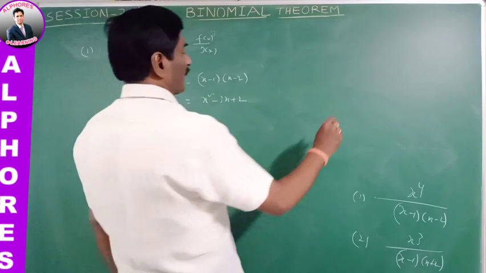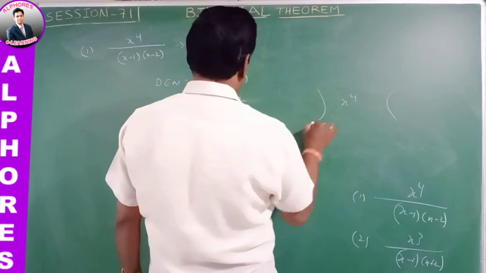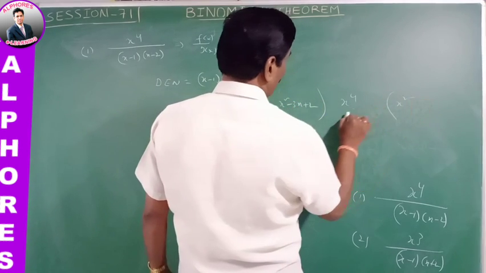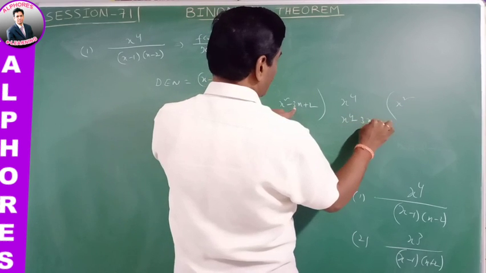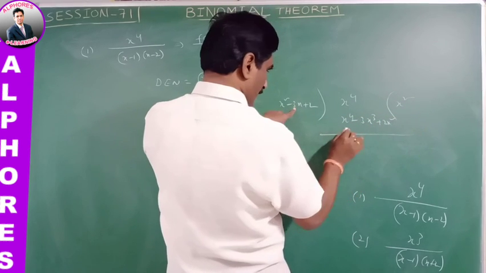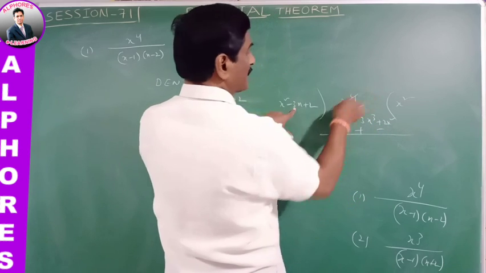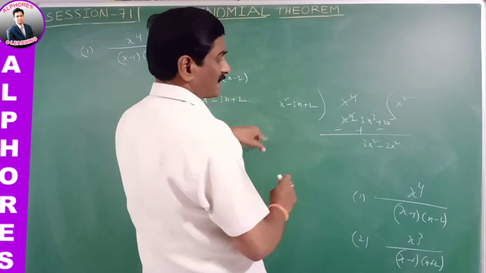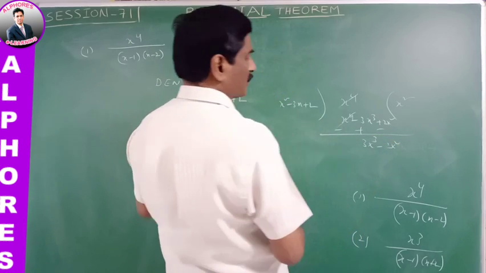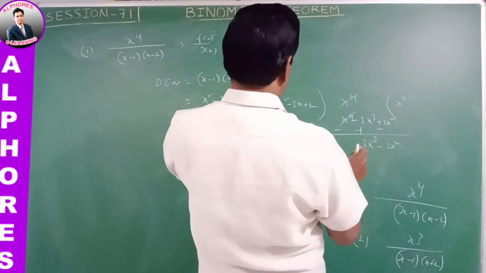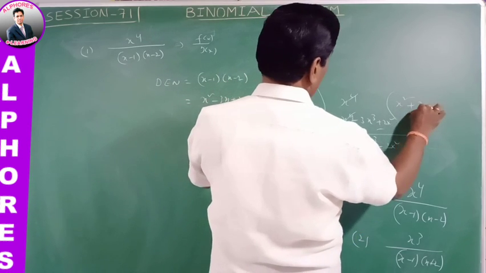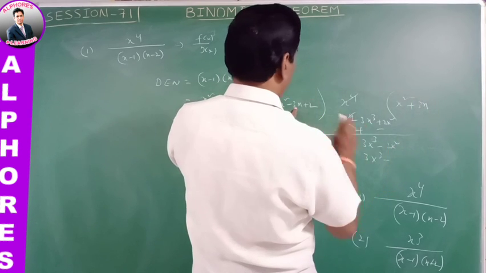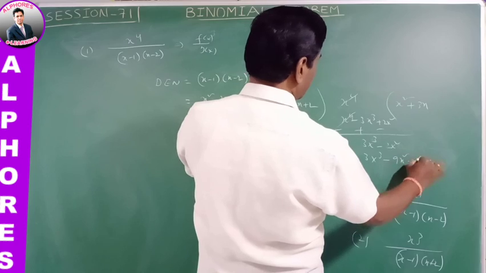By using the division algorithm, divide x power 4 by x square minus 3x plus 2. How many times does it cancel? x square: x power 4 minus 3x cube plus 2x square. After subtracting, minus plus minus, it is cancelled, leaving 3x cube minus 2x square. Next again, how many times? Plus 3x: 3x cube minus 9x square plus 6x.